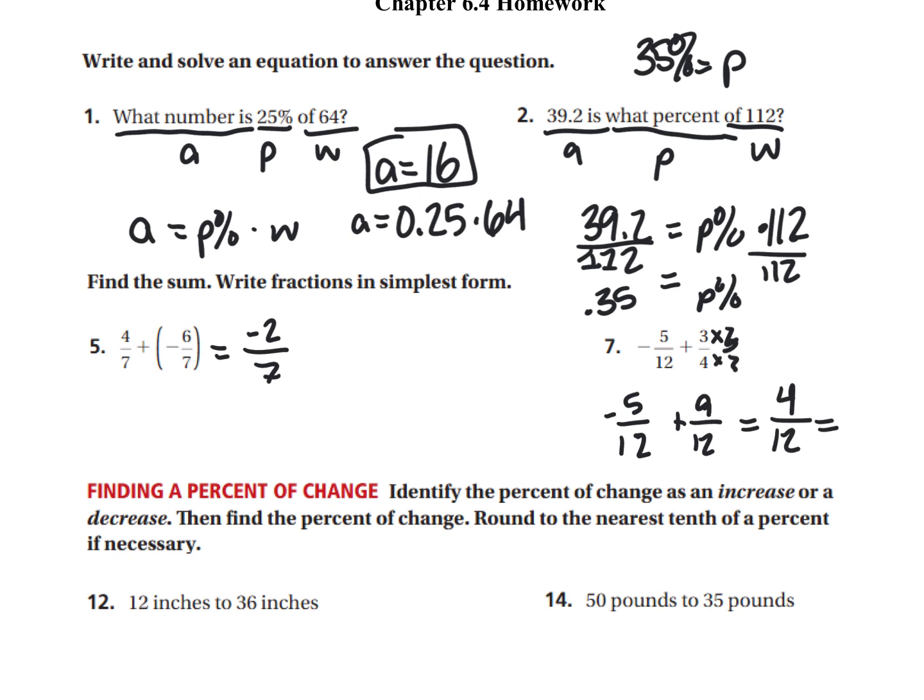Simplifying this, both of these can be divided by 4. 4 divided by 4 is 1. 12 divided by 4 is 3.